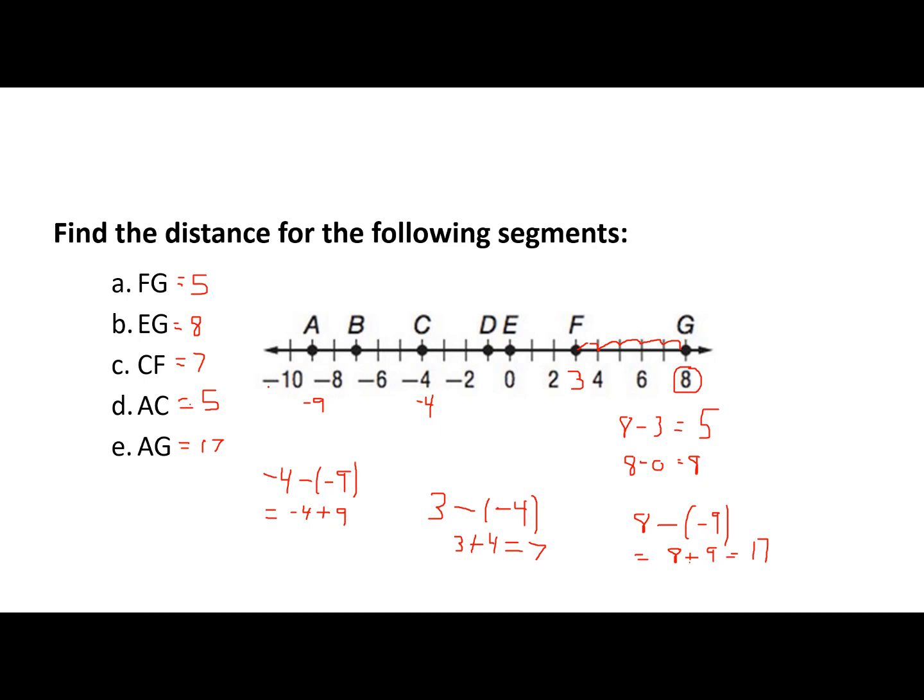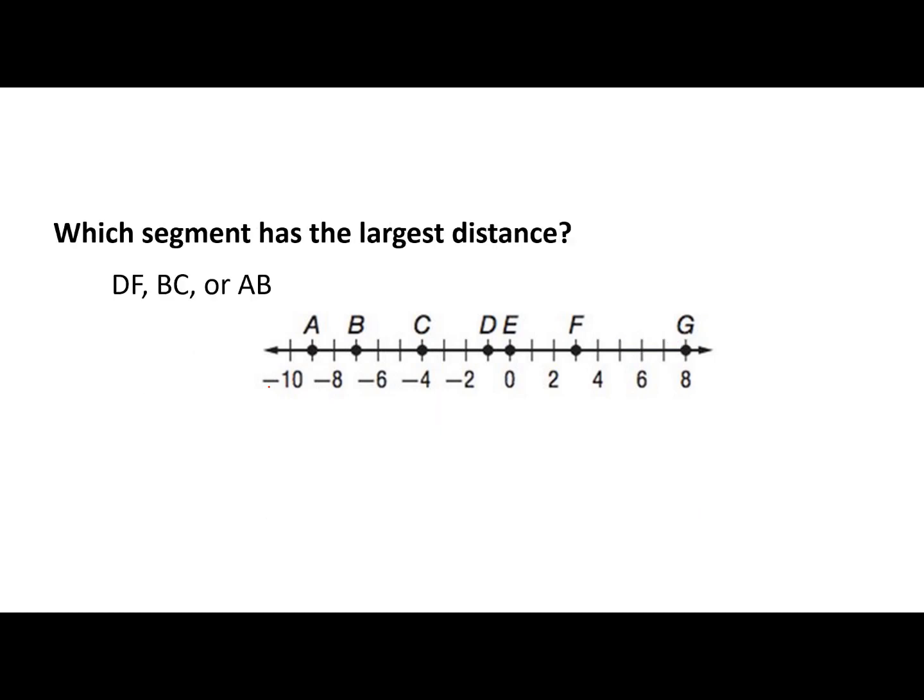Let's do another example. Which segment has the largest distance? DF, BC, or AB? DF, well, D is at -1. F is at 3. So DF would be 3 minus -1. This distance is 4. BC, B is at -7 and C is at -4. So -4 minus -7 is -4 plus 7. Well, that is 3.